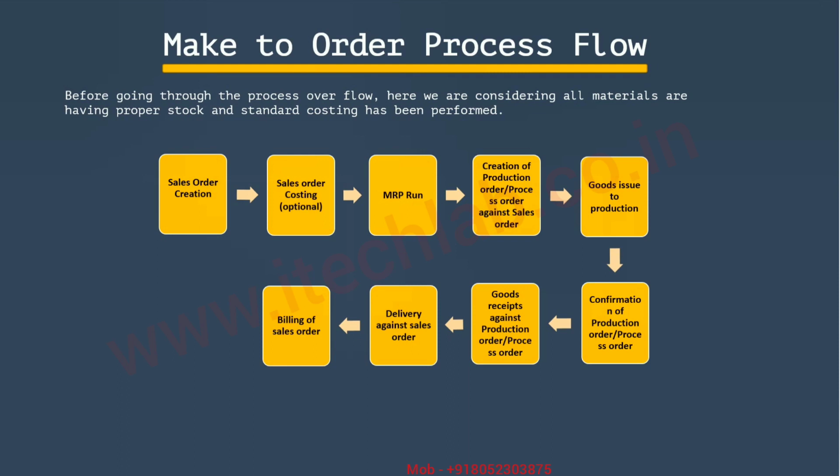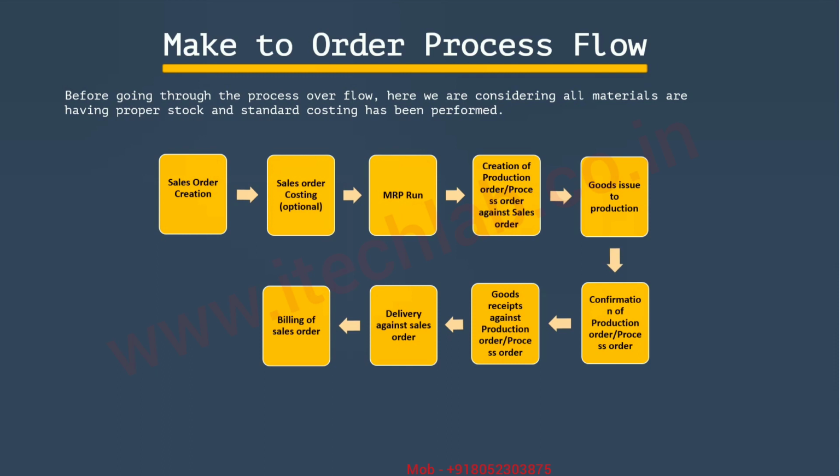the delivery of the sales order, which means we are going to deliver to the customer, and then the billing of the sales order. So in this process there are other month-end activities also involved. Month-end activities: WIP creation, WIP run, price variation, settlement, where the cost is going. We are going to discuss all these things when we perform our configuration. I'm just giving a brief overview of what this means.